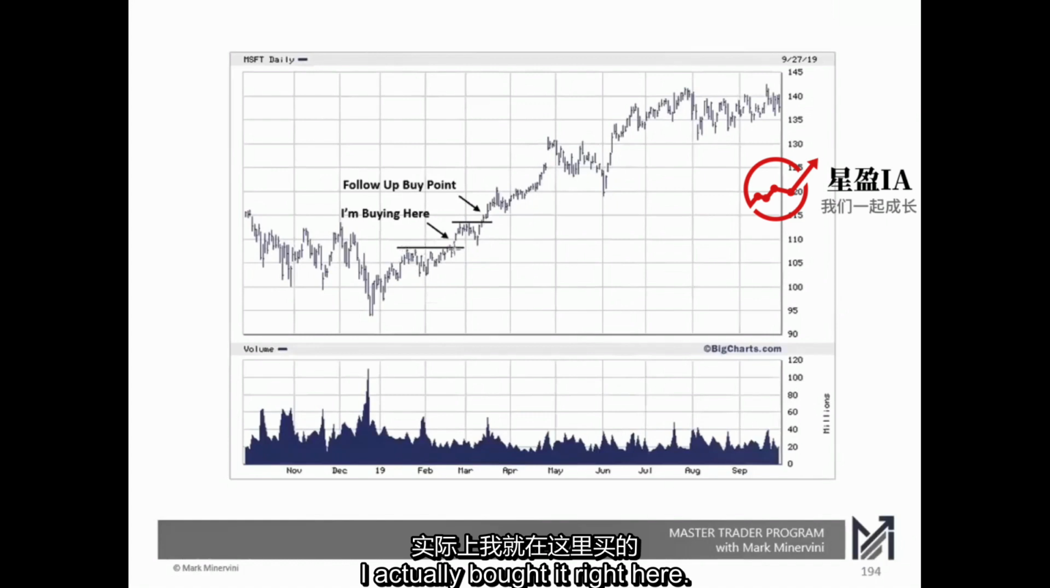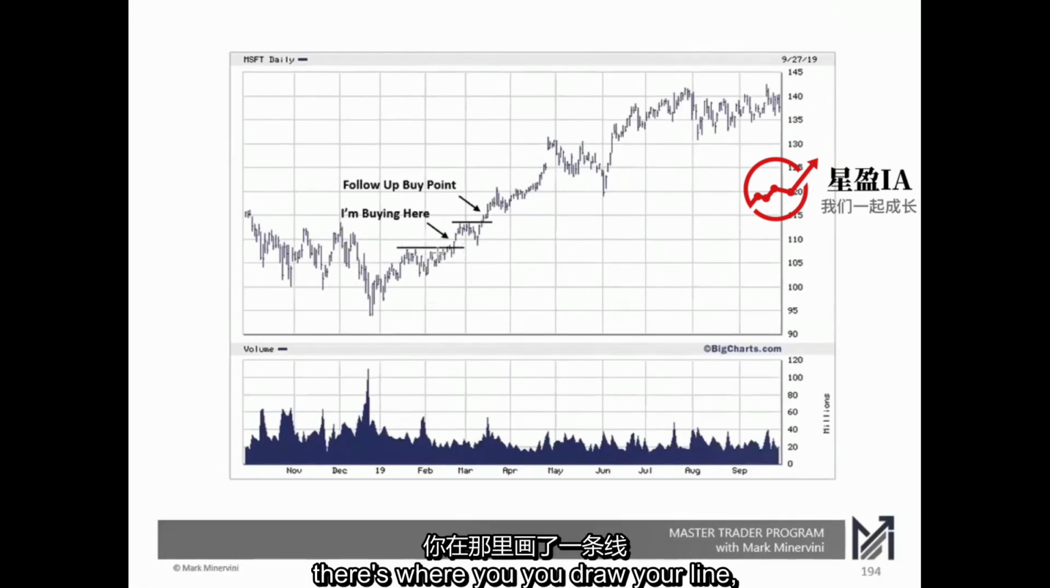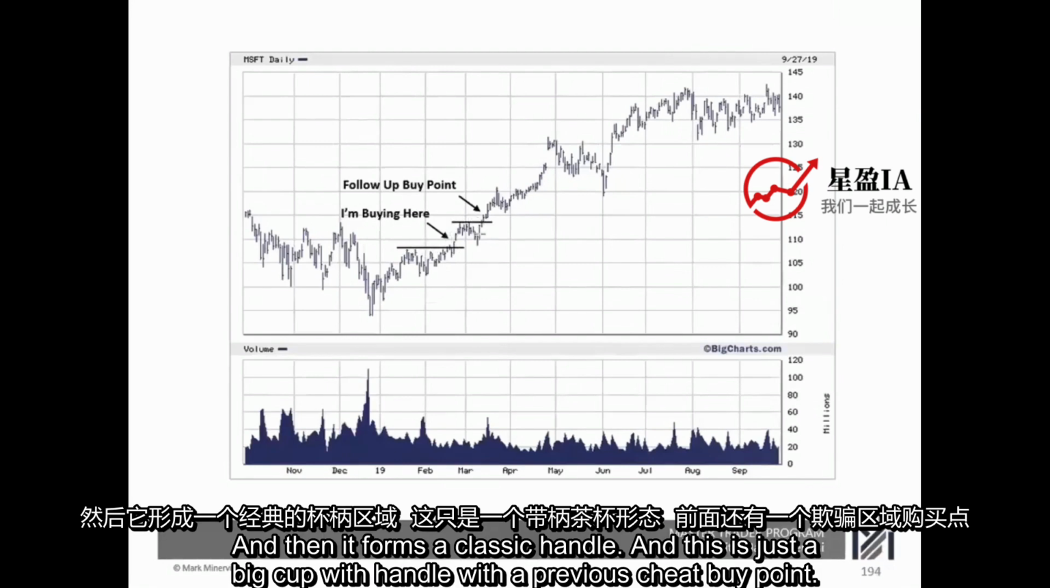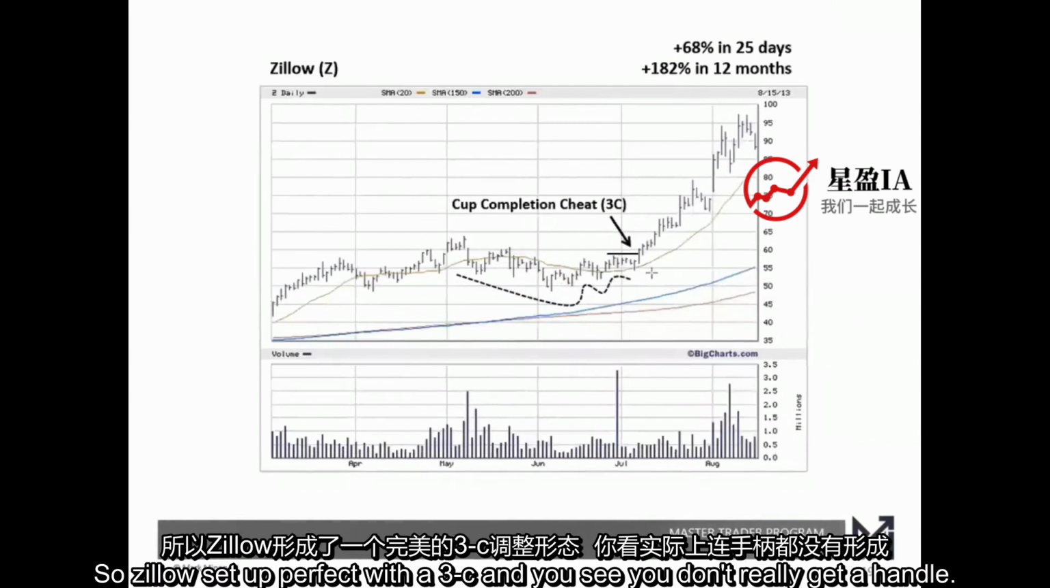I actually bought it right here. It came through this level right here. And you can see again, there's where you draw your line, and you can see it comes through that pivot point, and then it forms a classic handle. And this is just a big cup with handle with a previous cheat buy point. Again, looking at Zillow. So Zillow set up perfect with a 3C. And you see, you don't really get a handle.